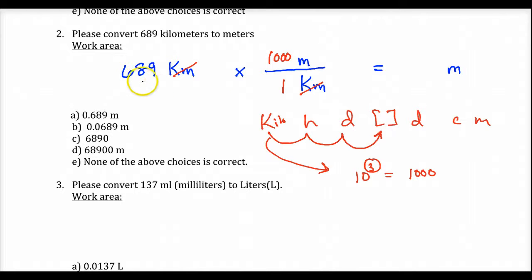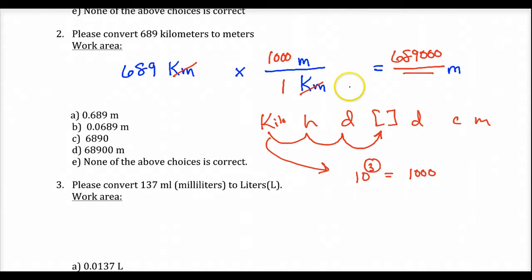And all I'm doing now is 689 times 1,000, which gives me 689,000 meters. And that in your key was choice D. It was supposed to not be there with the extra 0 and supposed to be choice E. But for those that are taking this year, this is the correct answer.